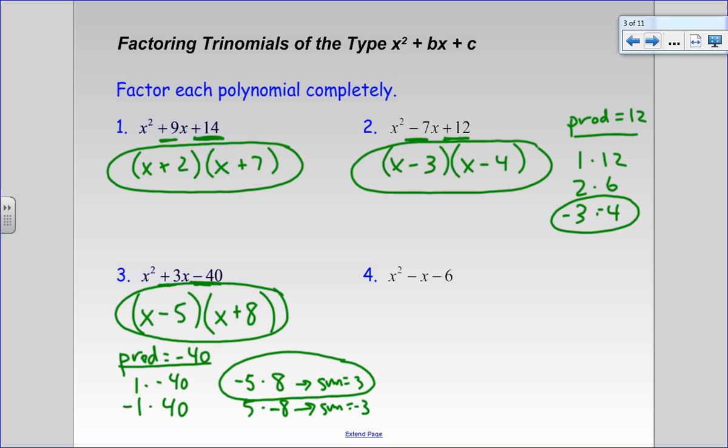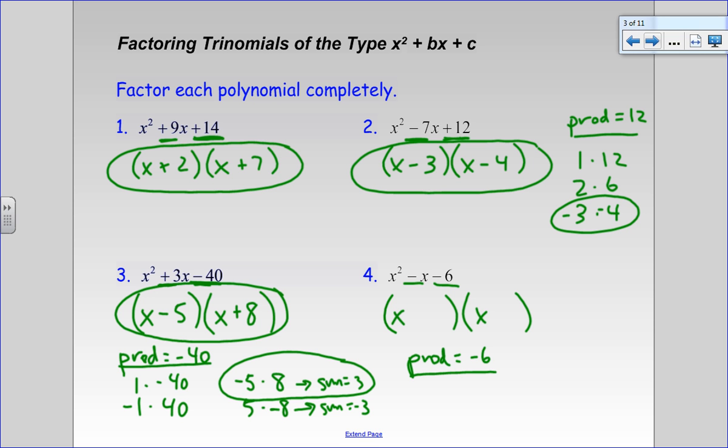Number 4 is similar to number 3 in that we have, again, a negative product, negative 6. So we'll start with our two binomials. x is the first term for each. And we want a product of negative 6 here, but we want a sum of negative 1. Remember, there's a 1 as a coefficient in front of that x, even though it's not written.